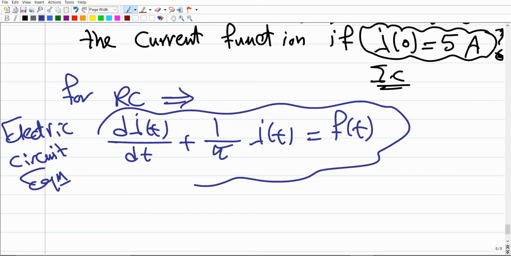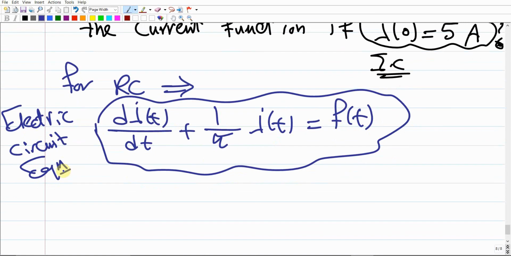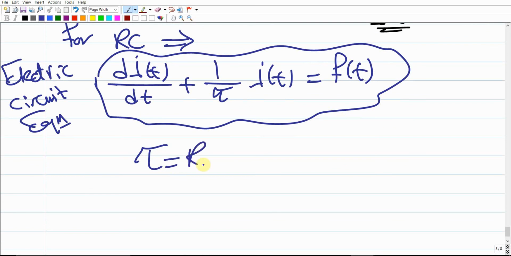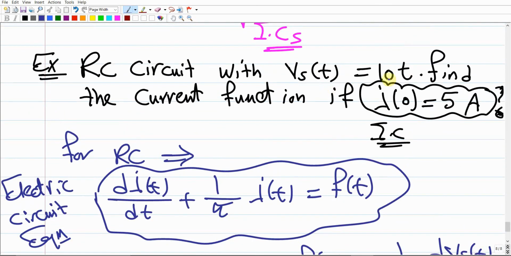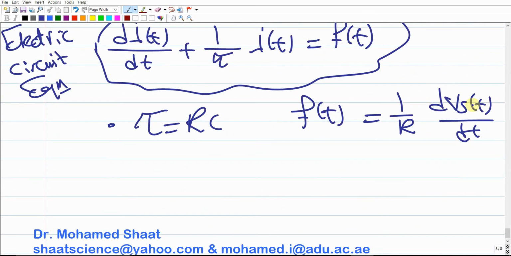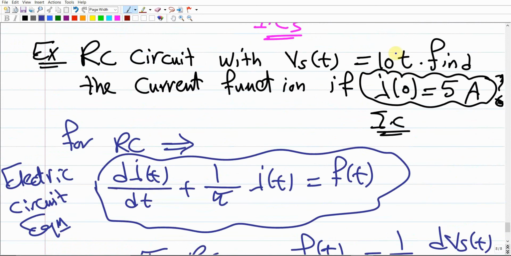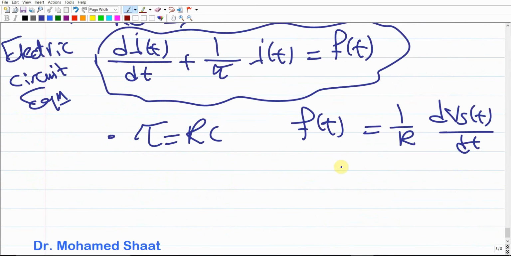This is what we knew up there, that for any RC circuit that includes just R and C, its circuit equation is going to be a first order ODE with this form, where tau is R times C, and f(t) is the time derivative of 1 over R times dVs(t)/dt. For this function, Vs(t) was given by 10t, where t is the time. So you divide, the derivative of 10t gives just 10 divided by R. So f(t) is 10 divided by R.